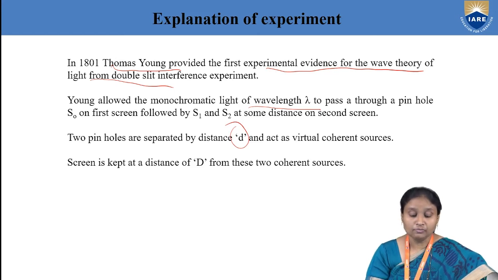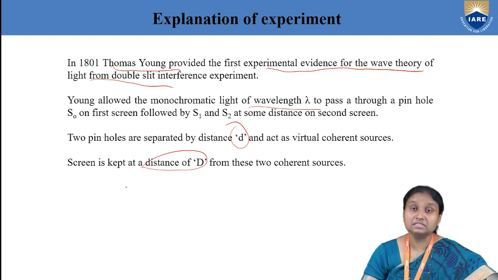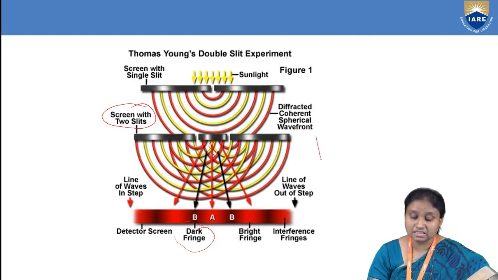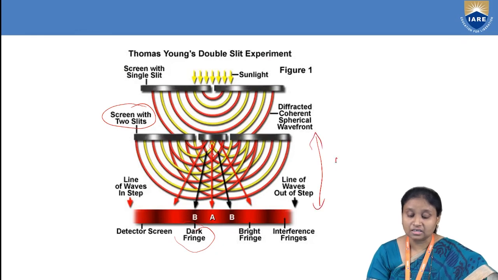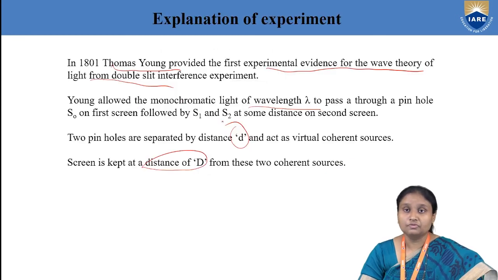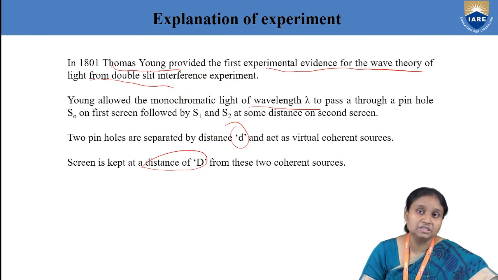And then we are taking one more screen, and that screen is kept at a distance capital D from those two virtual sources. So this distance is nothing but our capital D from those two slits. Now here the two slits are acting as virtual coherent sources. And what is small d? Small d is the distance between these two virtual coherent sources. So we are able to take two very important terms, small d and capital D.